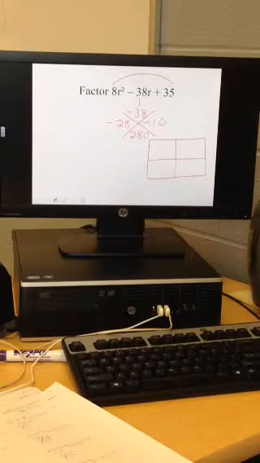All right, so here's our box. What goes in the top left-hand corner? 8R squared. Bottom right-hand corner? 35. What goes here and here? Careful, negative 28R and negative 10R. Does it matter where we put them? No, not really. Which one do you want to put here? The first thing I heard was 10, so negative 10R, negative 28R.